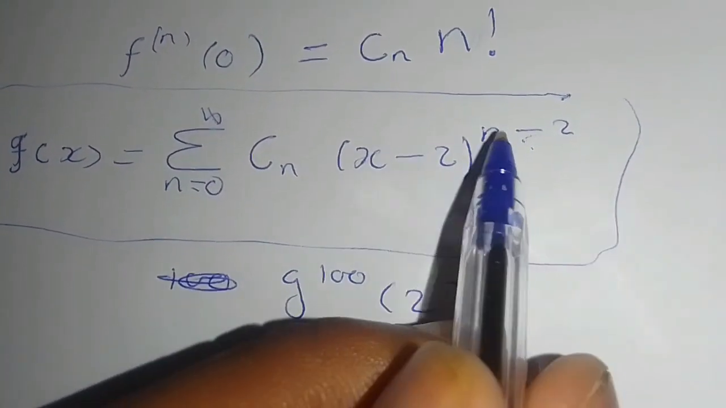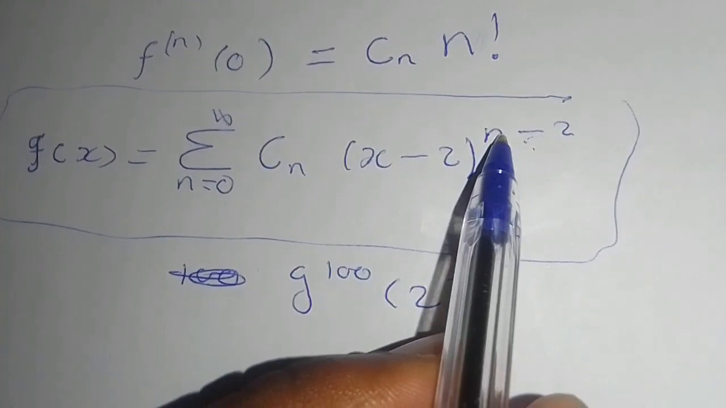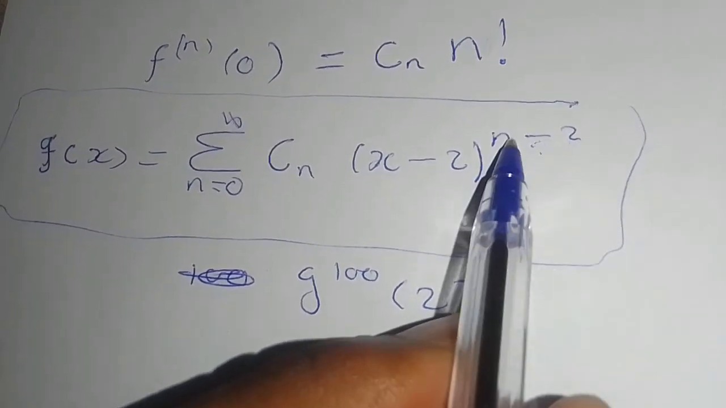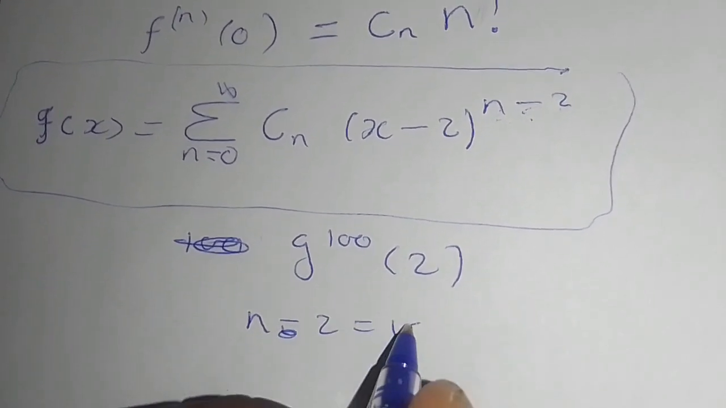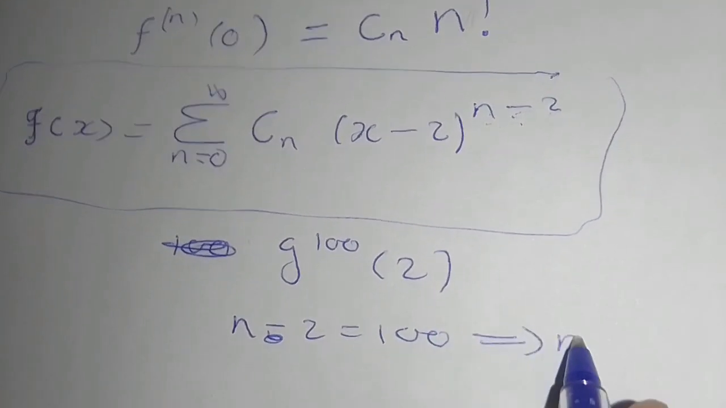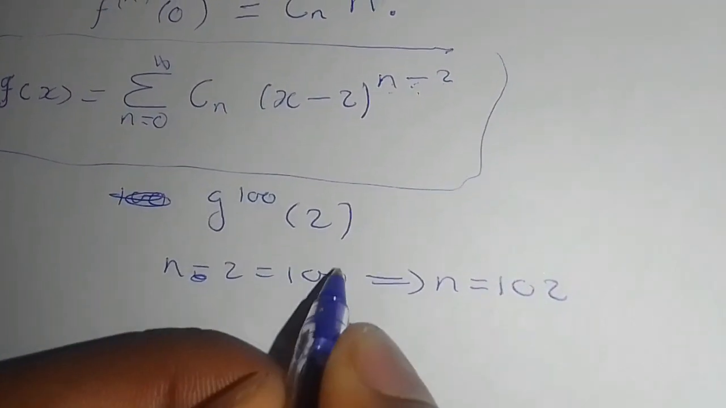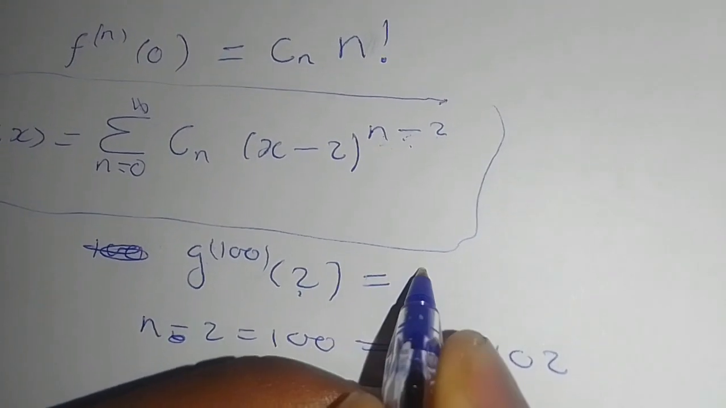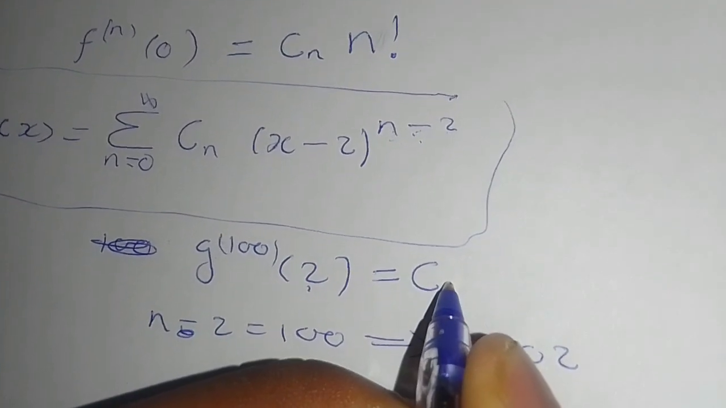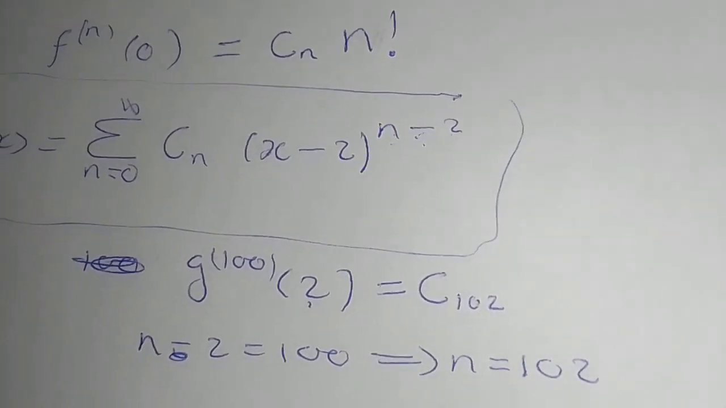Where will x be raised to 100 here? x will be raised to 100 if n minus 2 is 100. If n minus 2 is 100, then that basically says that n should be equal to 102. So that means that g^(100) evaluated at 2 will just basically be equal to c of 102. Yeah, that's when we tweak a little bit.